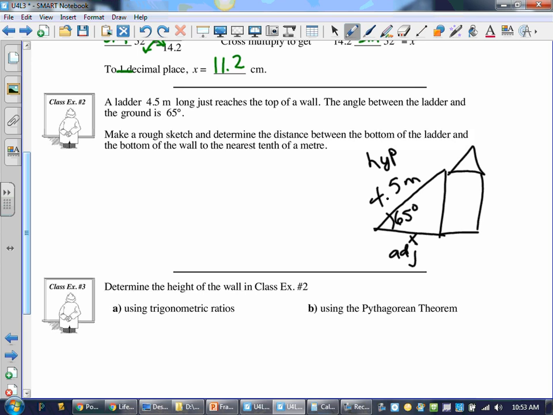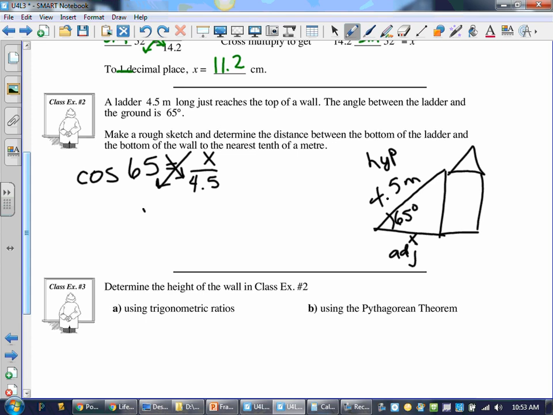Which function should we use that will use all three of those things? Class? Cosine, exactly. Cosine. What comes out right after we have the function? We always put the angle. Cosine of 65 is equal to the adjacent over the hypotenuse. Cosine of 65 is just a number. You could type it in your calculator. I'm going to do so right now. Cosine of 65, and I'm going to cross multiply with 4.5.